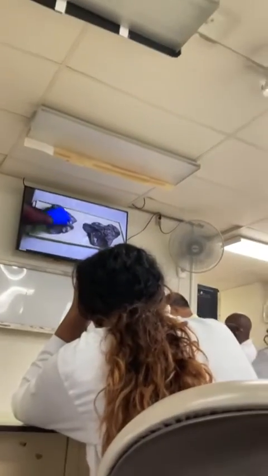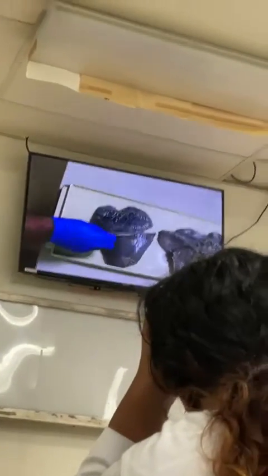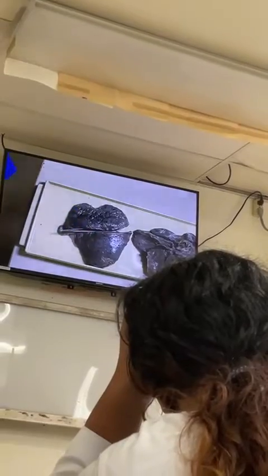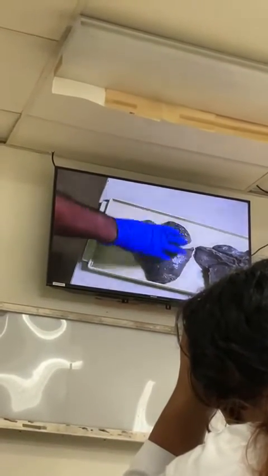Now, here is the left lung. I am going to show this is the costal surface of the left lung. The entire thing is the costal surface of the left lung. And you can clearly see the oblique fissure. That is the oblique fissure dividing it into the upper lobe and the lower lobe.